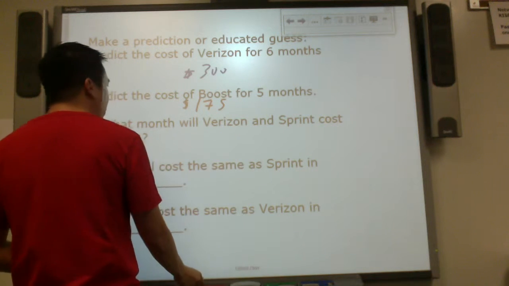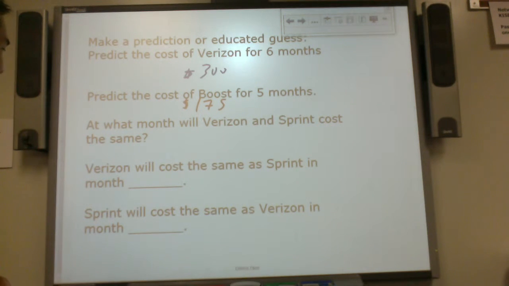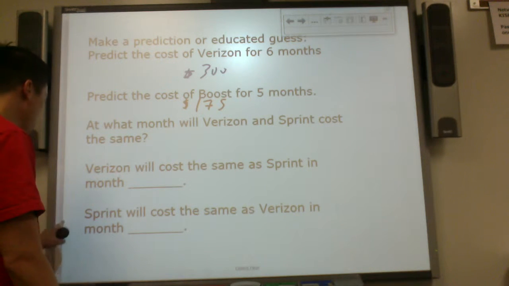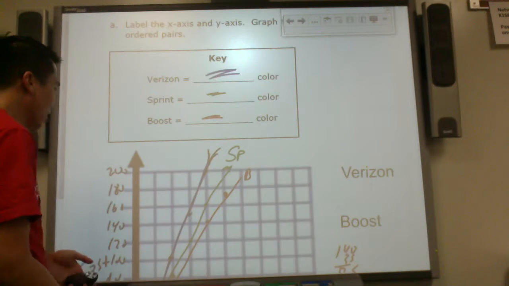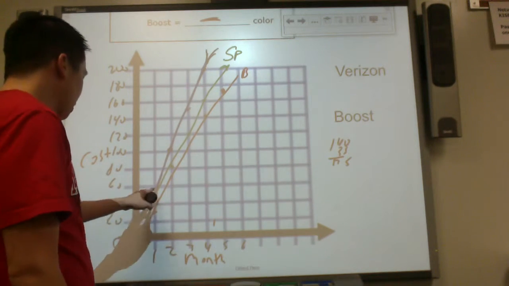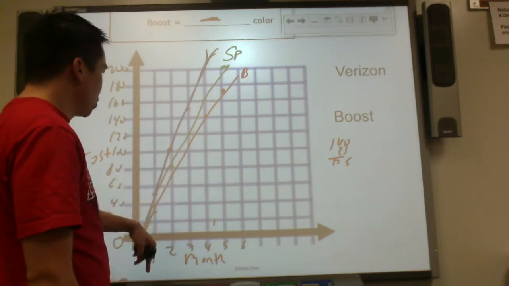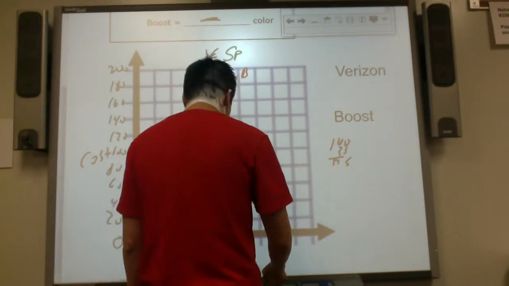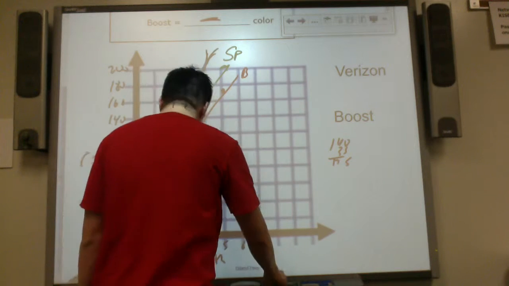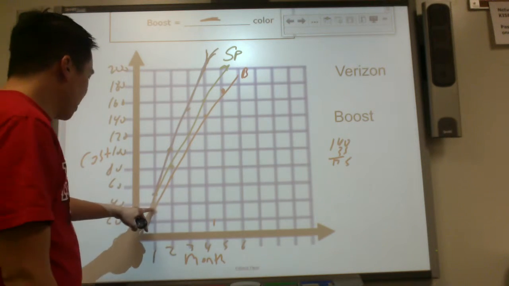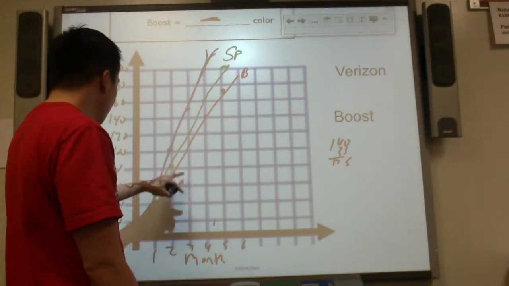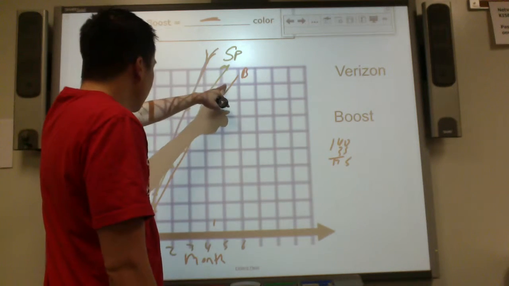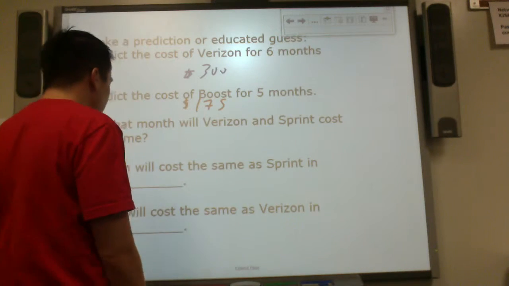At what month will Verizon and Sprint cost the same? Let's see. So going back, Verizon, their costs are 50 in 1 month, 100 in 2 months, 150 in 3 months, 200 in 4 months. Sprint, which is color green, is 1 month $40, $80 for 2 months, $120 for 3 months, $160 for 4 months, $200. The two numbers are the same, or 200.